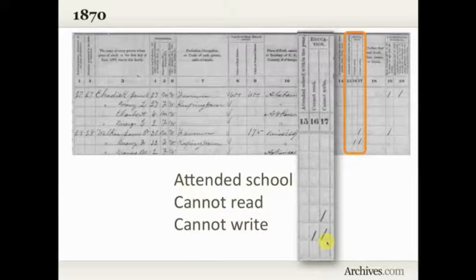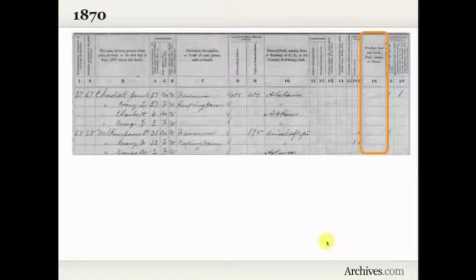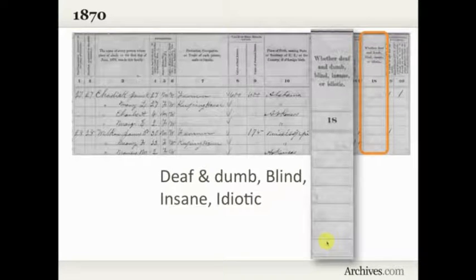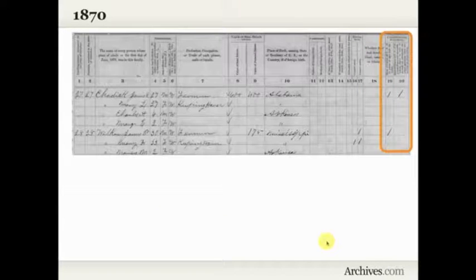We lose a little bit of detail in the disability column. We have lost the question about if they were a pauper or a convict, but we're still seeing indications. We can still get information if they were deaf and dumb, blind, insane, or idiotic. And then the last two columns deal with ability to vote.